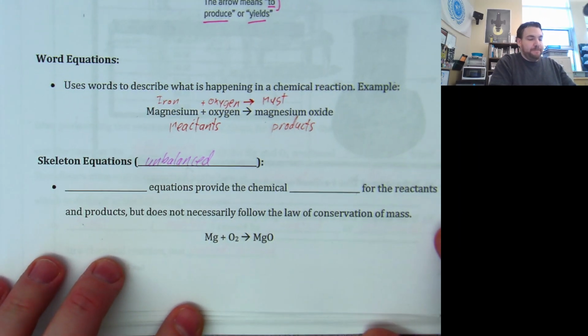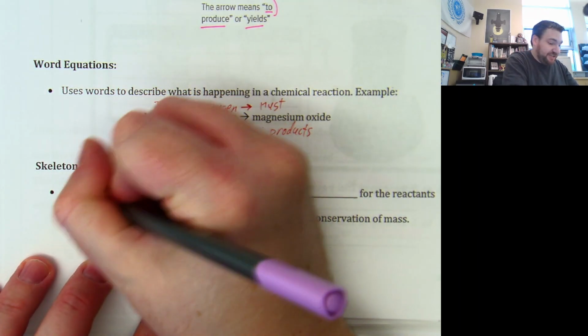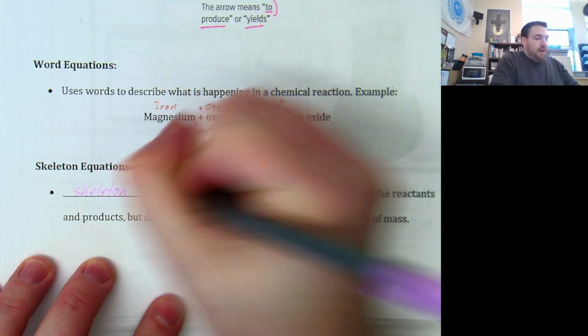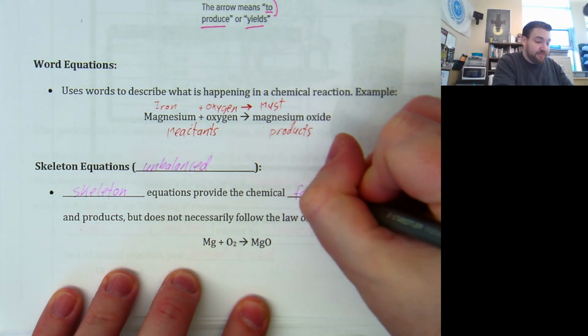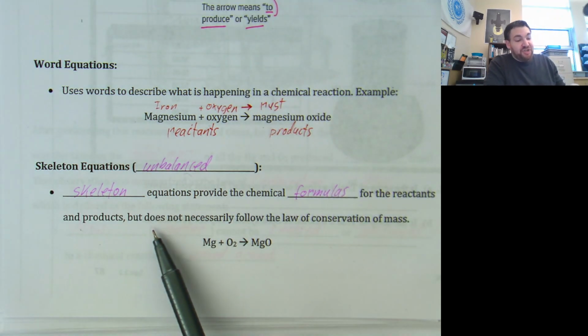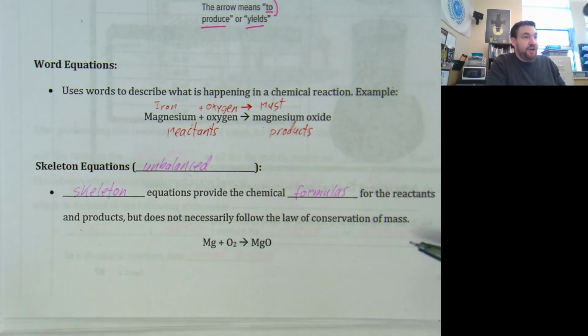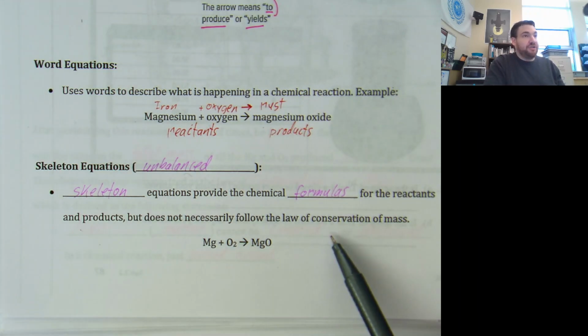And I'll talk about why that is. So, skeleton equations, this is the first blank here, provide the chemical formulas for the reactants and the products, but do not necessarily follow the law of conservation of mass. We did a reaction in a lab yesterday and the day before. You guys, in a closed system, you allowed two things to react. There's still some of them sitting over there on the side, and I told you about it. You guys verified it. The law of conservation of mass is a thing.